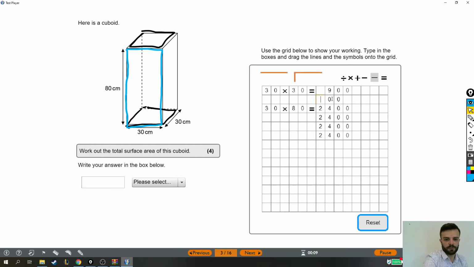I was thinking about just doing it on paper, like doing it with my pen over in the corner, but actually we can use this working out box to help us. I'm going to drag a line down as well like that. And now let's get to adding these up.